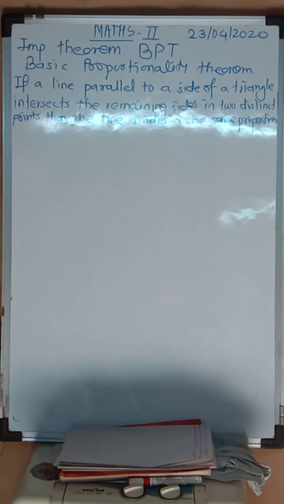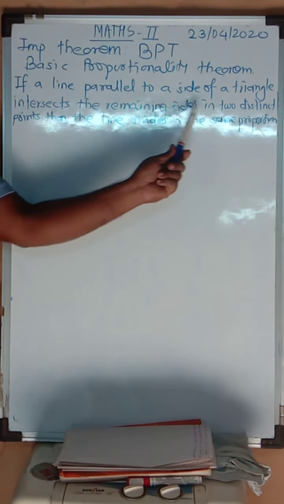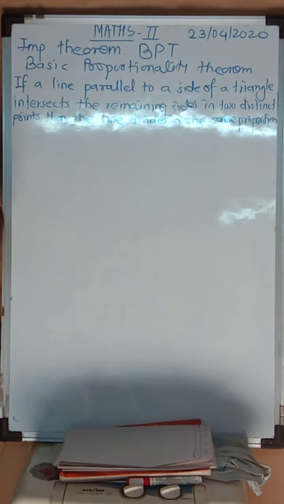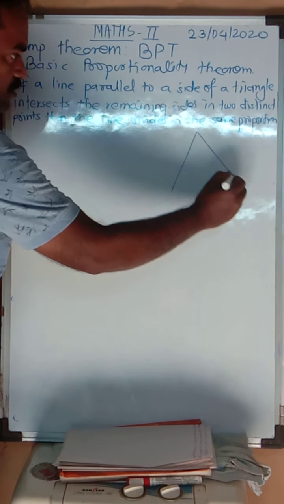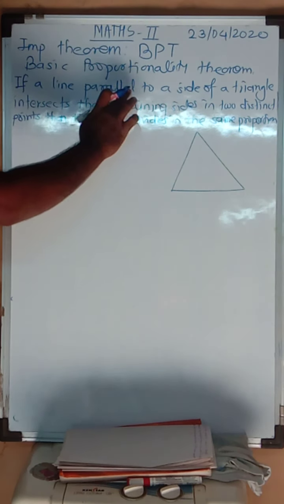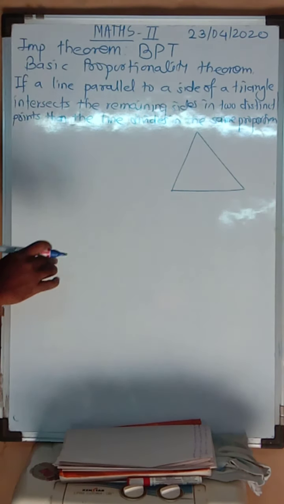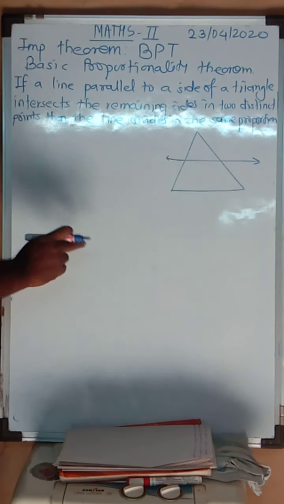The theorem is: if a line parallel to a side of a triangle intersects the remaining two sides in two distinct points, then the line divides them in the same proportion. For that, you have to draw a triangle, and draw a line which is parallel to any one side of the triangle.